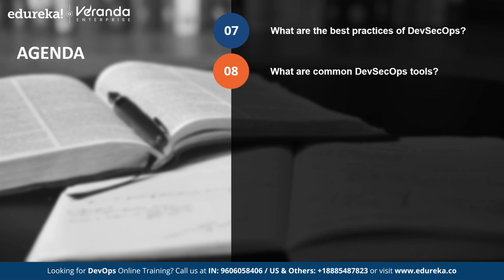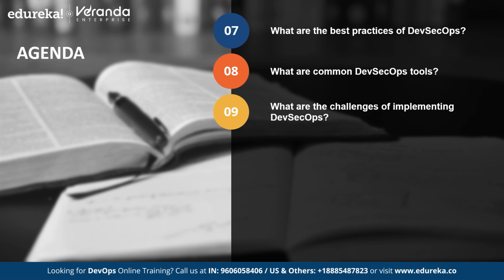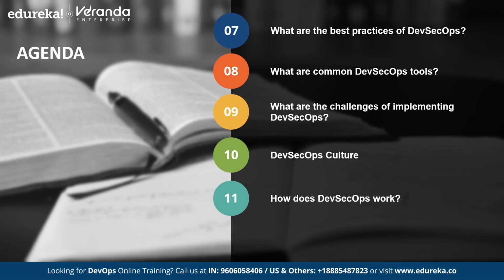Moving on to the popular tools for automating security, CI/CD, infrastructure management, and monitoring. We will learn about obstacles organizations may face, including cultural shifts, tool integration, and skill gaps. Then, how DevSecOps promotes collaboration between security, development, and operation teams. We will see a high-level explanation of how DevSecOps integrates security throughout the development lifecycle. Lastly, we will have a brief wrap-up emphasizing the significance of DevSecOps in modern software development and security practices.